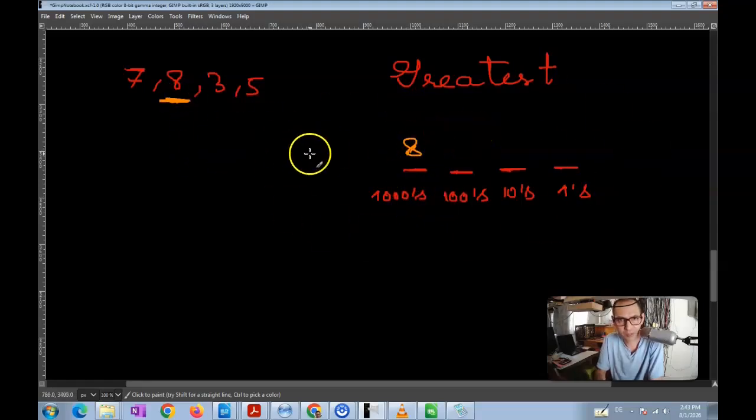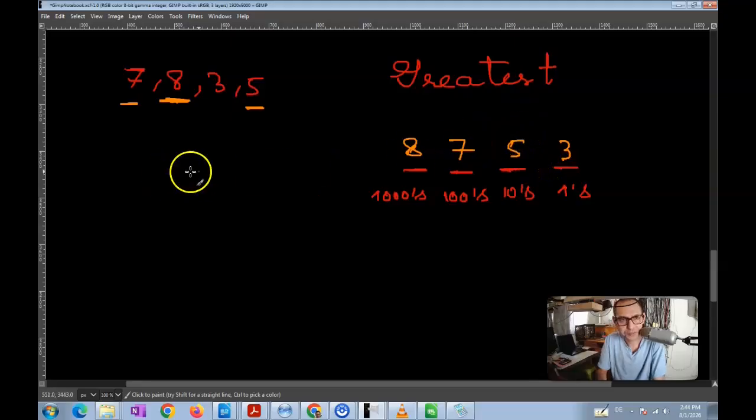Then again, you will pick the largest. Since I have used the 8 once, I'm not supposed to use it anymore. I will go for the next largest digit, which is 7, and I put it in the next largest place value in the number. That's 7 times 100, that's 700. Whereas if I put it over here, that would be just a 7, right? Then I will pick 5, put it over here, and then I will pick 3 and put it over here. So the greatest number that I can create is 8,753, right?